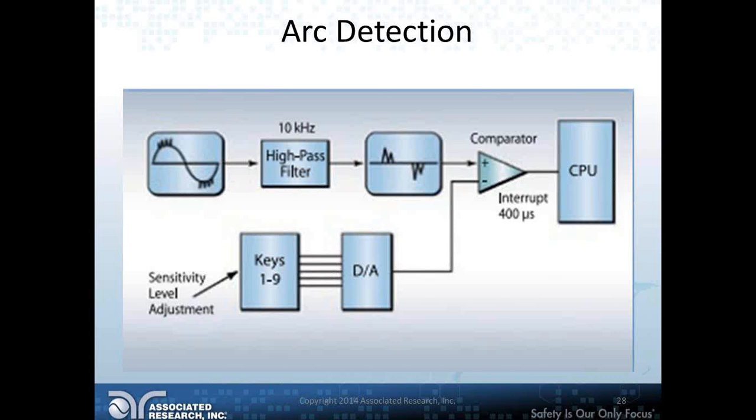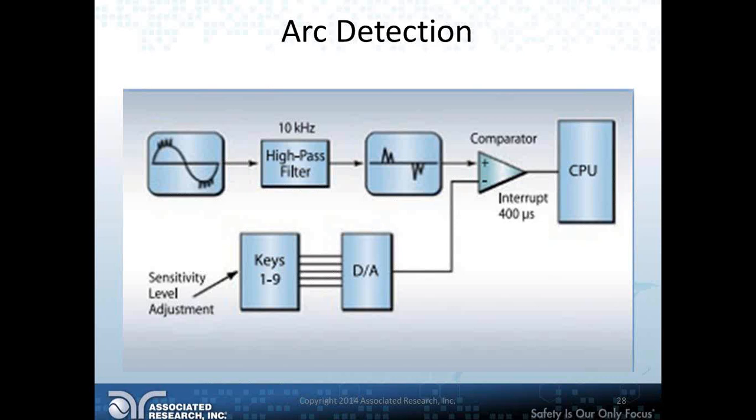Next, we're going to cover another patented Associated Research feature, the Smart GFI, or the Smart Ground Fault Interrupt. Associated Research's Smart GFI automatically recognizes the device that's being tested. It recognizes the configuration, and it automatically enables or disables the GFI circuit.